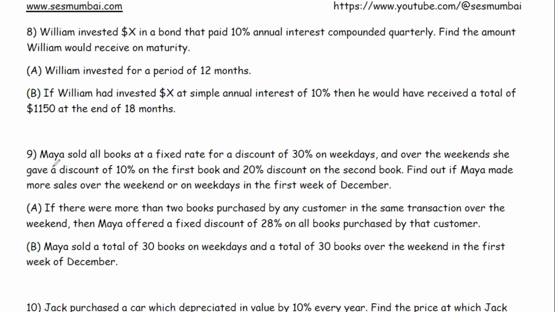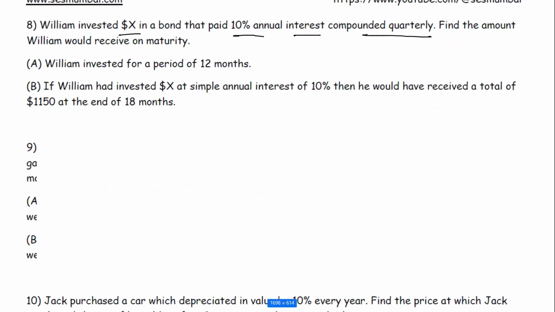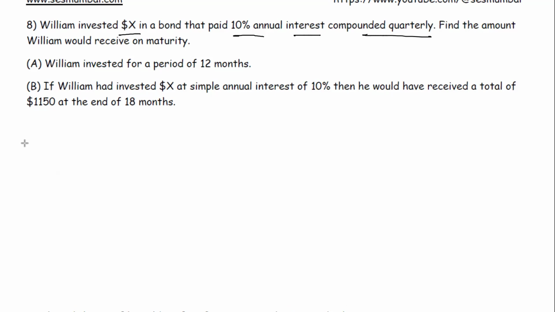Eighth one. William invested X dollars in a bond that paid 10% annual interest compounded quarterly. Okay. So compounded quarterly, meaning every 3 months. 10% per annum is the annual interest. So find the amount William would receive on maturity, meaning the interest plus the principal is what they're asking.